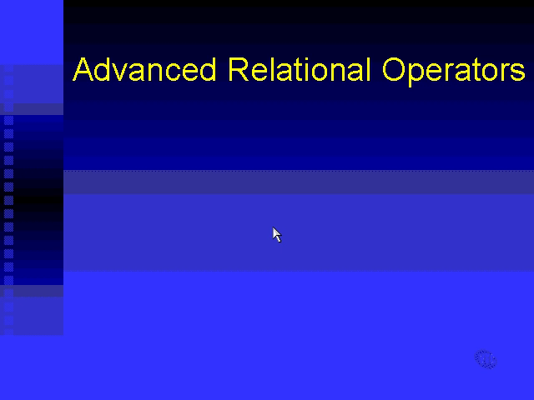We've covered some basic relational operators in this course, and we've even covered the concept of Boolean expressions. Now we're going to take those concepts one step further and talk about advanced relational operators. And the ones that I'm talking about here are the two ampersands together that mean the word and.